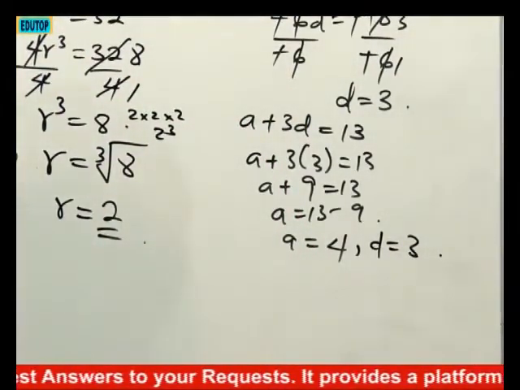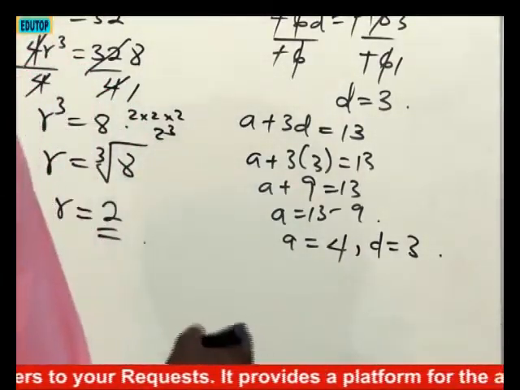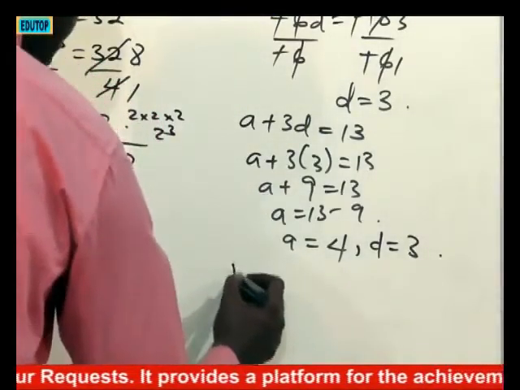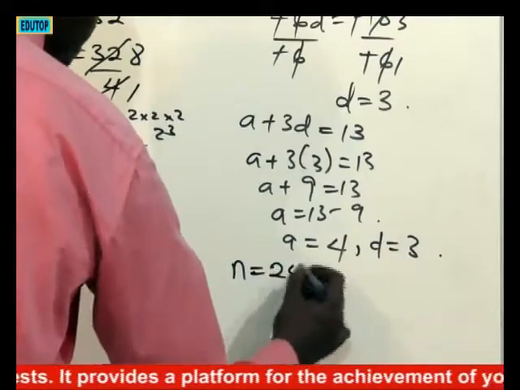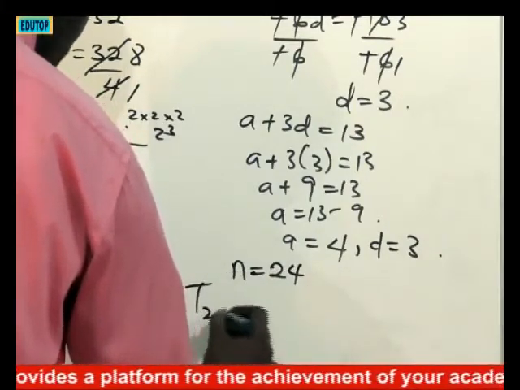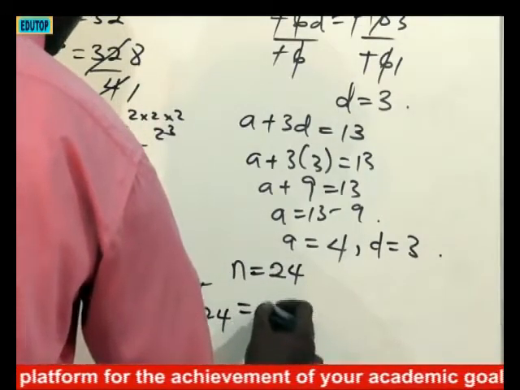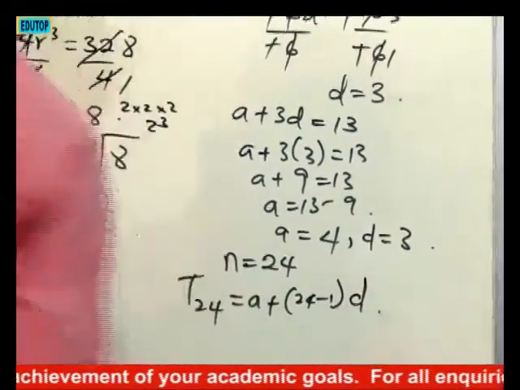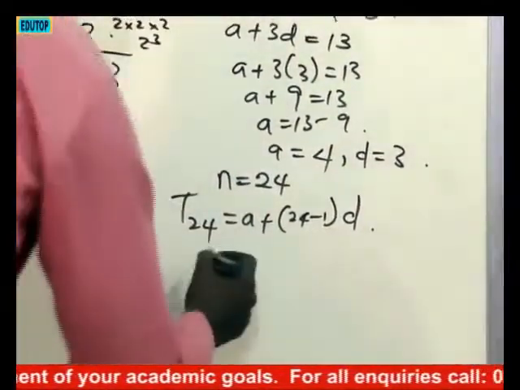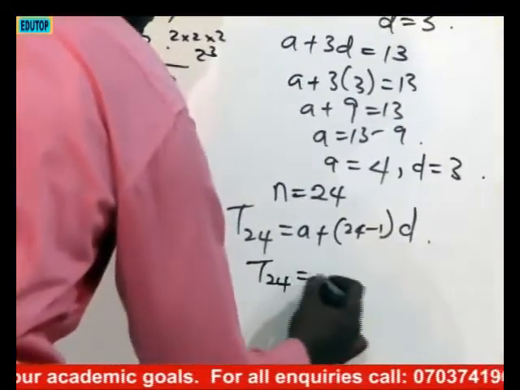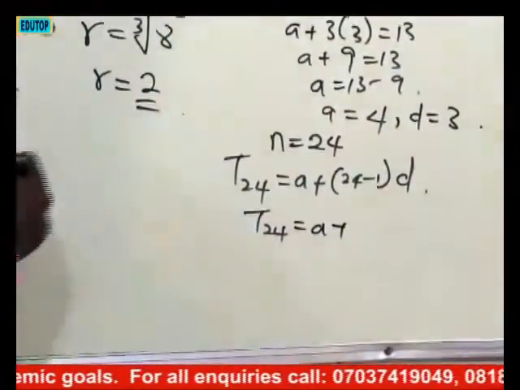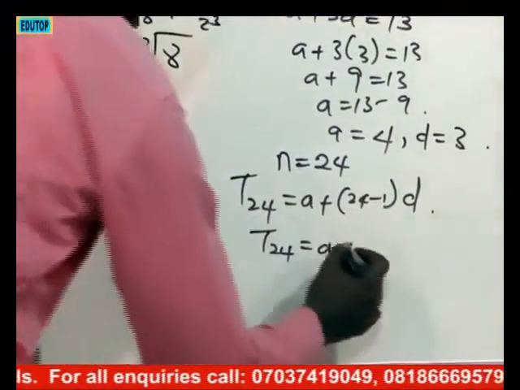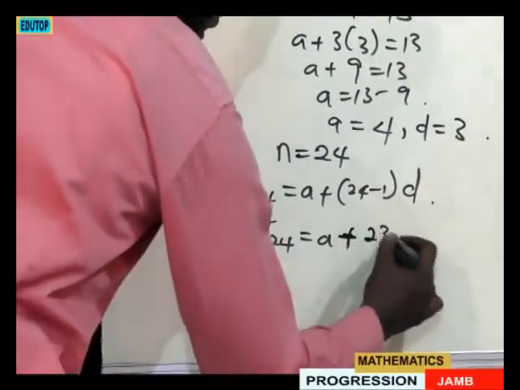So in this situation, we can now go ahead to solve for the 24th term. The 24th term means when our n equals 24. Since we have T24, it will now be A plus 24 minus 1, everything multiplied by D. So here we have T24 equals A plus 24 minus 1, that's 23, 23 times D, that would be 23D.